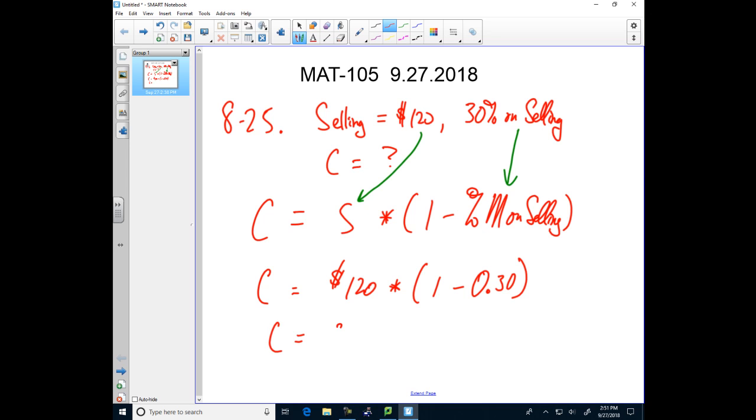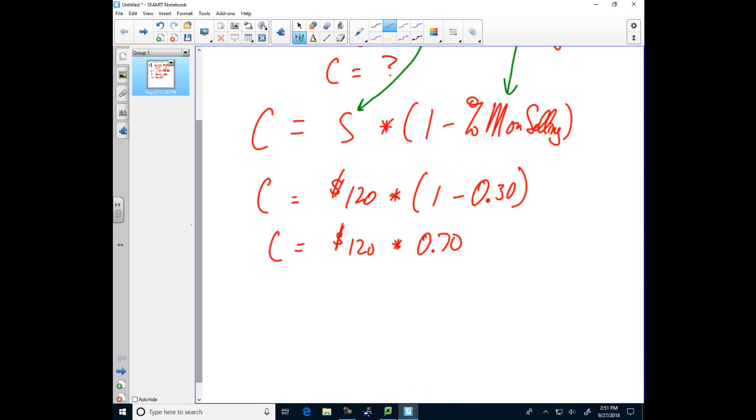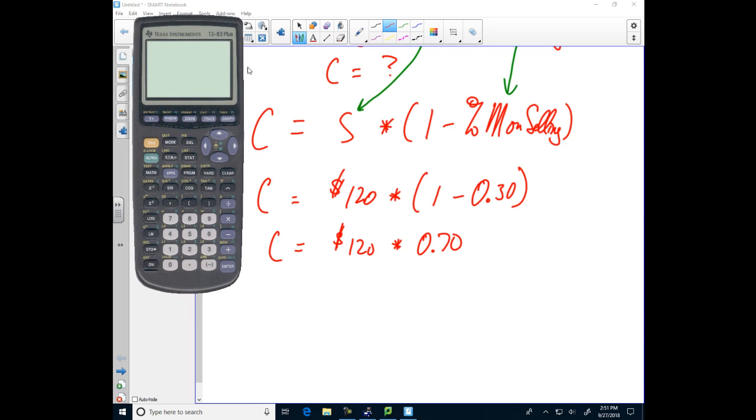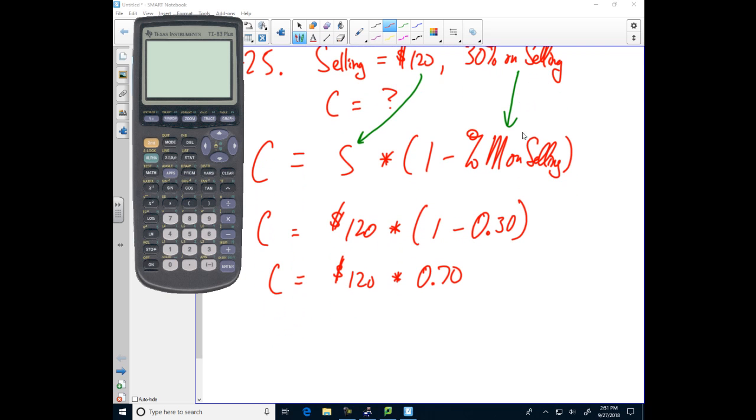Okay, now we can rewrite that. Everybody okay with that? So, calculator. Where did you come up with the .70? We're told that our markup's 30% based on the selling price. Oh, okay, I get it. I just subtracted 0.3 from 1. Let me spell this out. Cost equals $84.